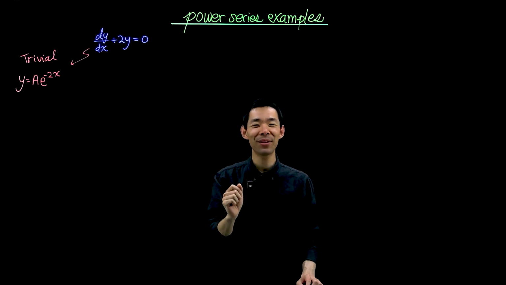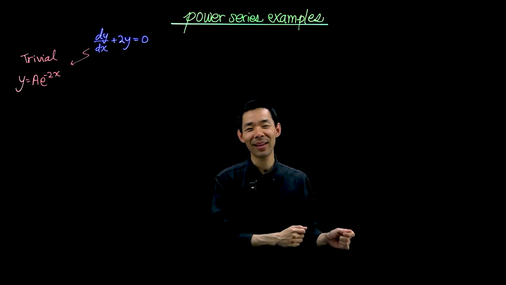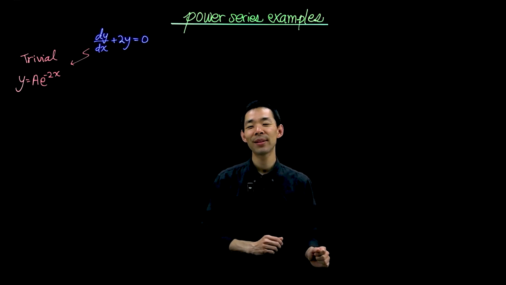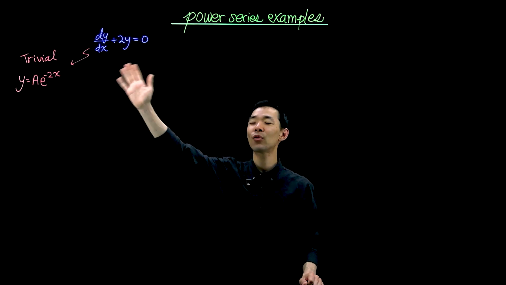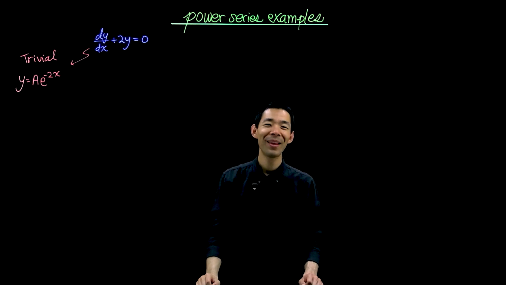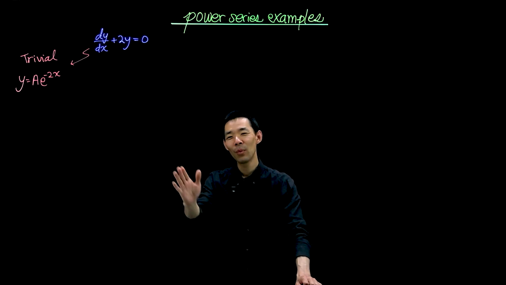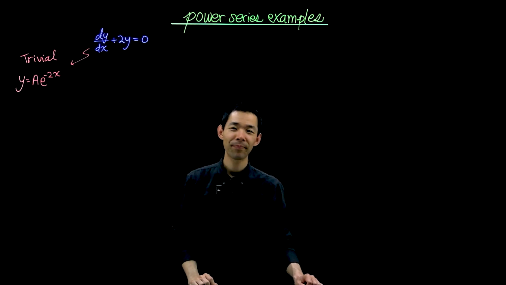So we're going to do that for this example. We're going to try the power series, and it must be the case that at the very end of the power series approach, we must get the same answer, the trivial solution that we found over here. All right, let's first try with the power series approach and go step by step.